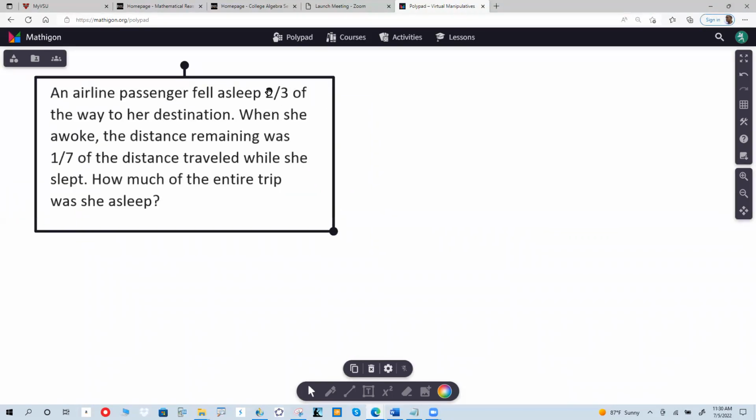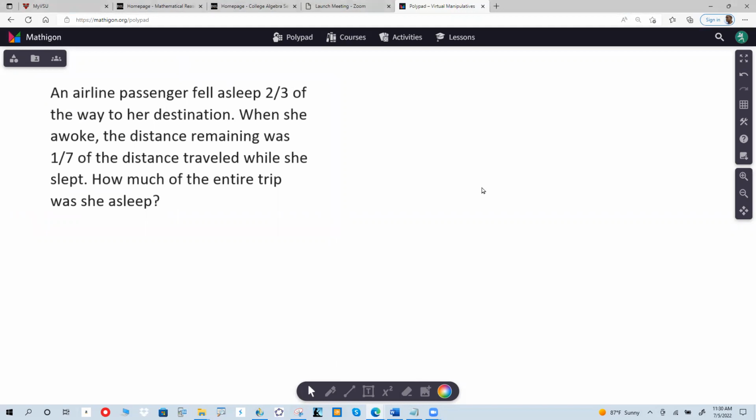So let's read the question. An airline passenger fell asleep 2/3 of the way to her destination. When she awoke, the distance remaining is 1/7 of the distance traveled while she slept. We have done it visually in class, but I'm going to do it algebraically. We'll draw a picture though. The first black dot is where the trip starts, and the last black dot is where the trip ends. The passenger falls asleep 2/3 of the way to her destination.